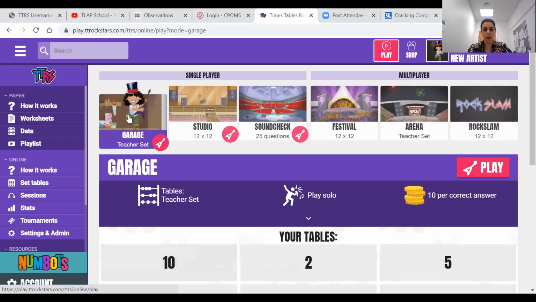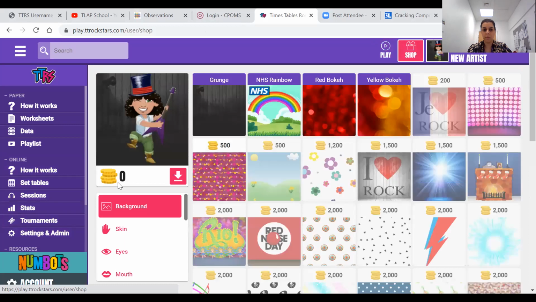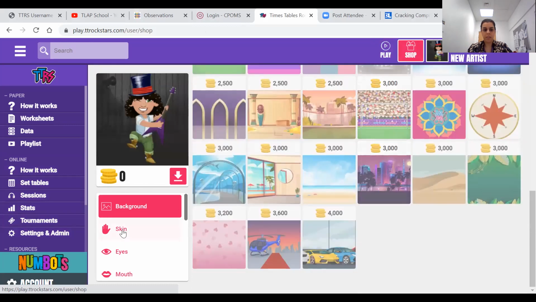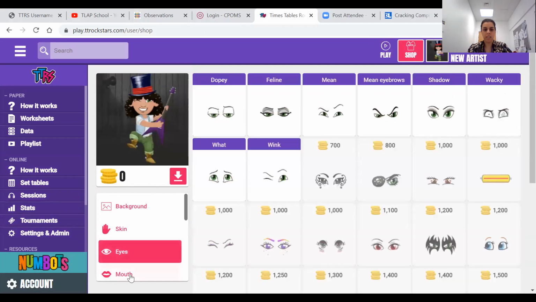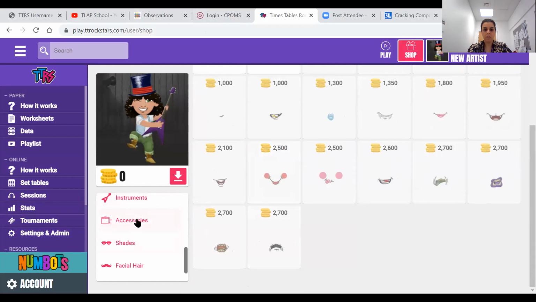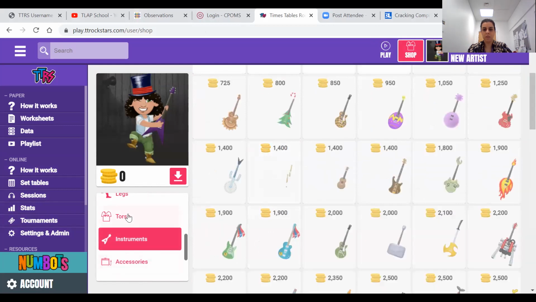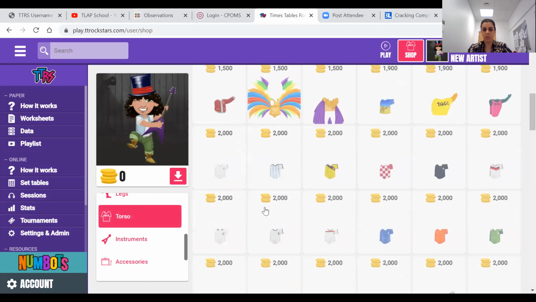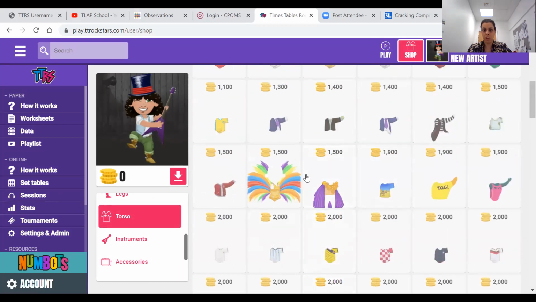When you've finished some of the games, you collect coins. And then what you can do is you can go to the shop and you can spend some of these coins on new backgrounds. You can spend it on different bodies, different eyes, different mouths, different instruments, different clothes. It's your decision how you spend the coins that you earn, but you have to earn those coins.